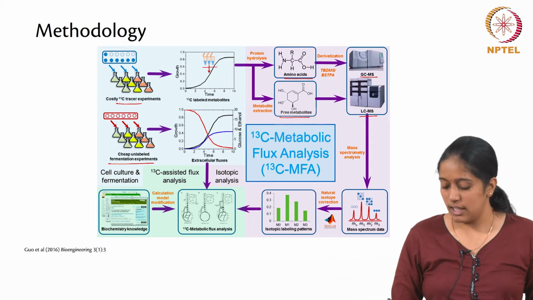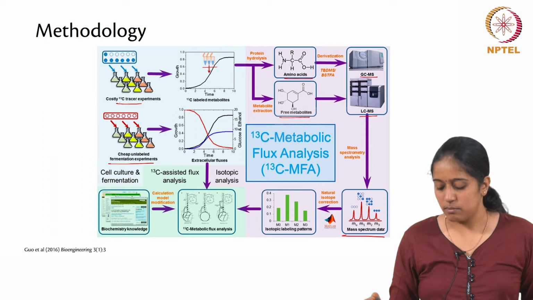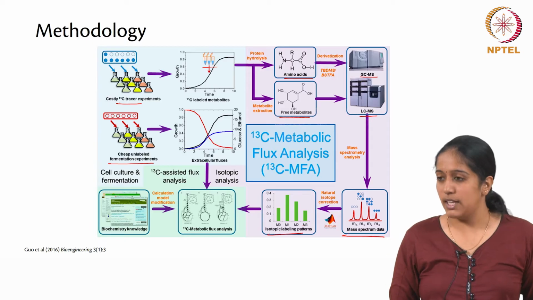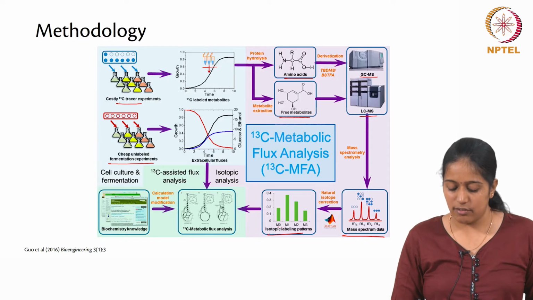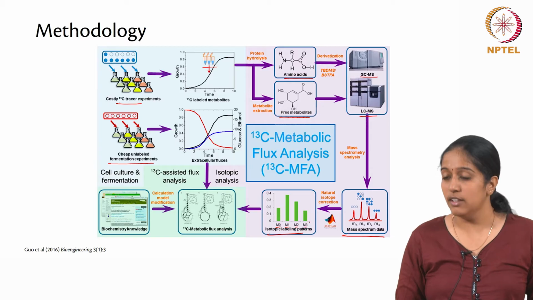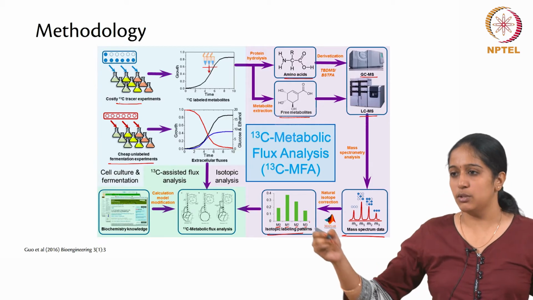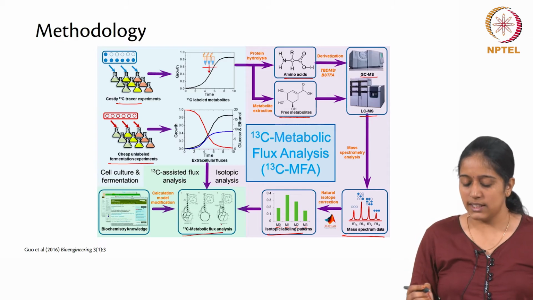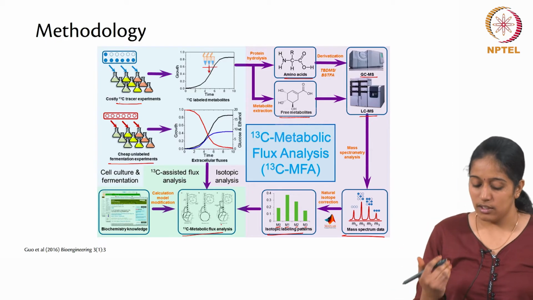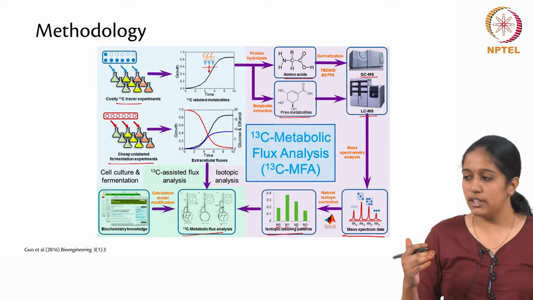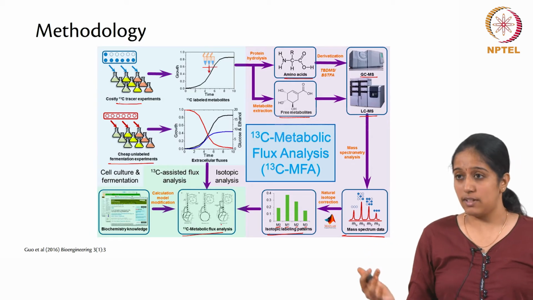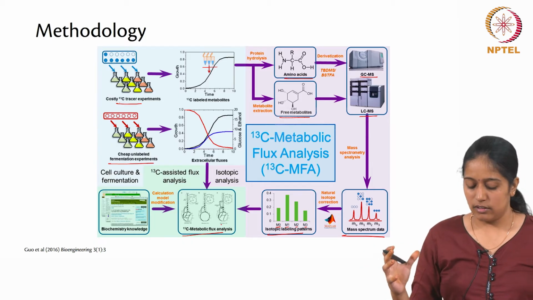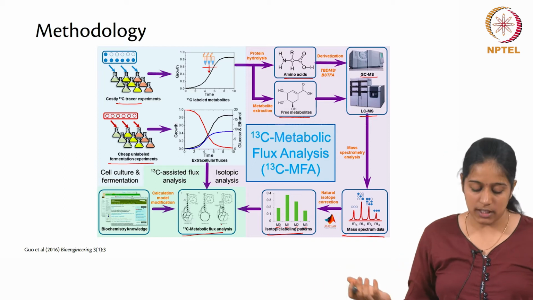And using this, you get the mass spectrum and you find out the isotopic labeling patterns. Here you will have data for M0, M1, M2, M3, which I earlier showed you as M, M+1, M+2, M+3, and you fit it into a model which has equations that can tell you about the relative flux ratios, or the flux through a particular pathway and so on.